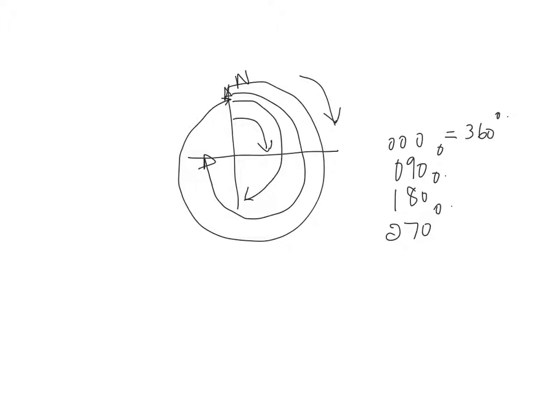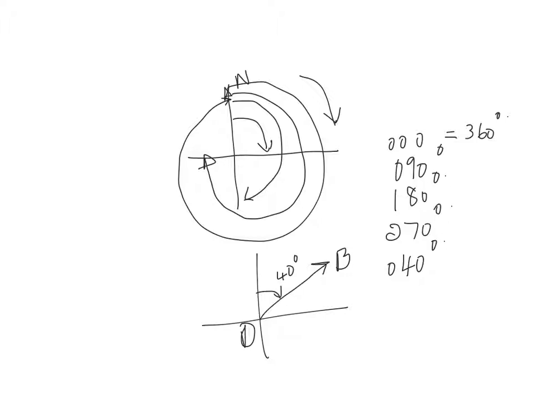Now, if we have a vector like this one, AB or OB, and the angle is 40 degrees, I can represent it as 040 degrees, which is 3 digits here, 0, 4, 0, in a clockwise direction. This is what we call a true bearing.